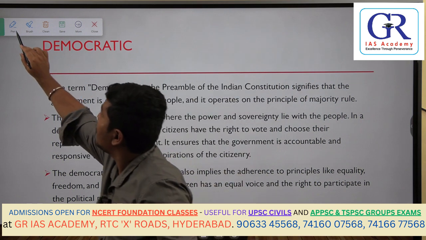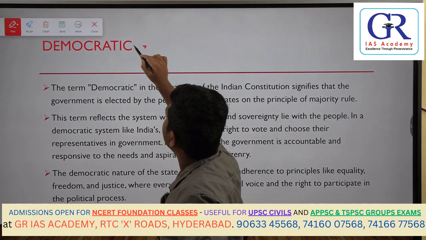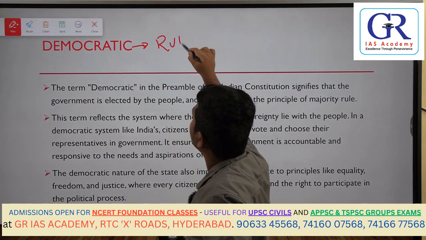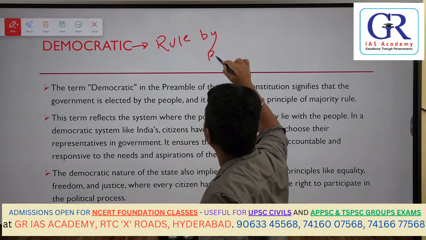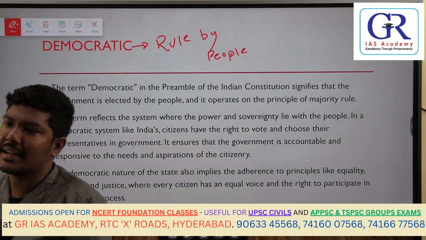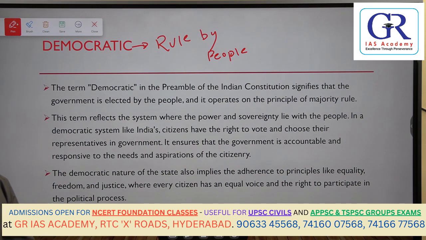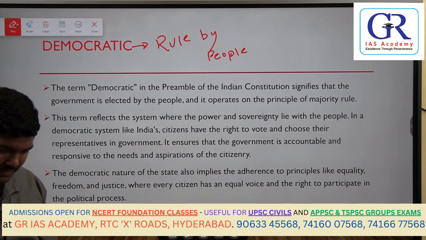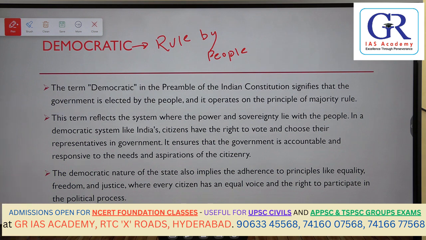Democratic means, in simple way, never confuse, rule by the people. So the people itself will rule themselves. That is what is democracy or democratic. Is India a democratic country? Yes, obviously India is a democratic country.